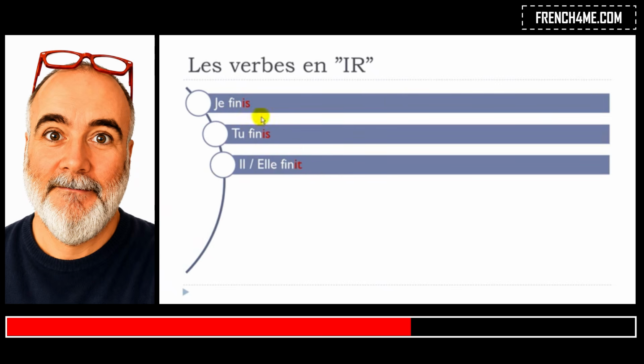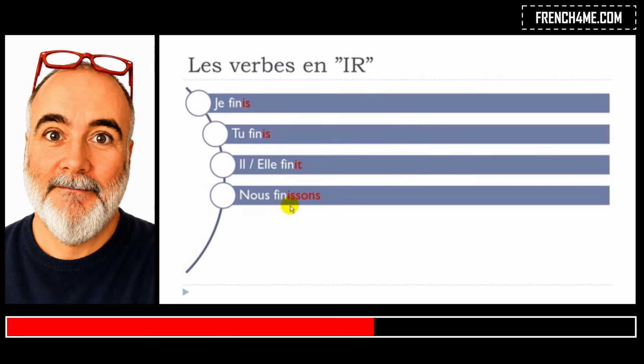Phonetically, it's exactly the same form for these persons. Okay? So it's quite good if you want only to talk and not to write. So just focus on this fini form. You know that it's for je, tu, and il, elle. Okay? But then for nous, so have a look.